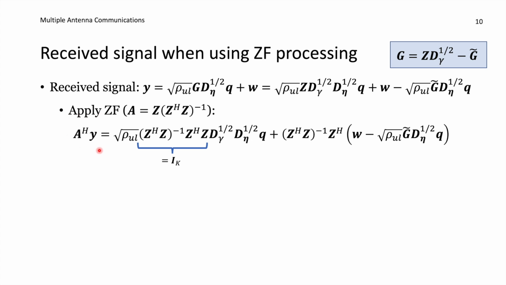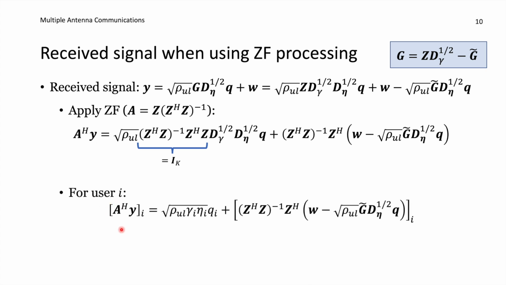If we now zoom in on the ith element of this vector, the one that should contain the data symbol for user i, this is what we are getting. We have the square root of rho uplink. Here we have a 1. Here we have the square root of gamma i. From here we get the square root of eta i. And here we have the data signal q_i of this user. And that is the only term from this sum that is showing up because of this identity matrix. And then we take the ith element of this vector as well.